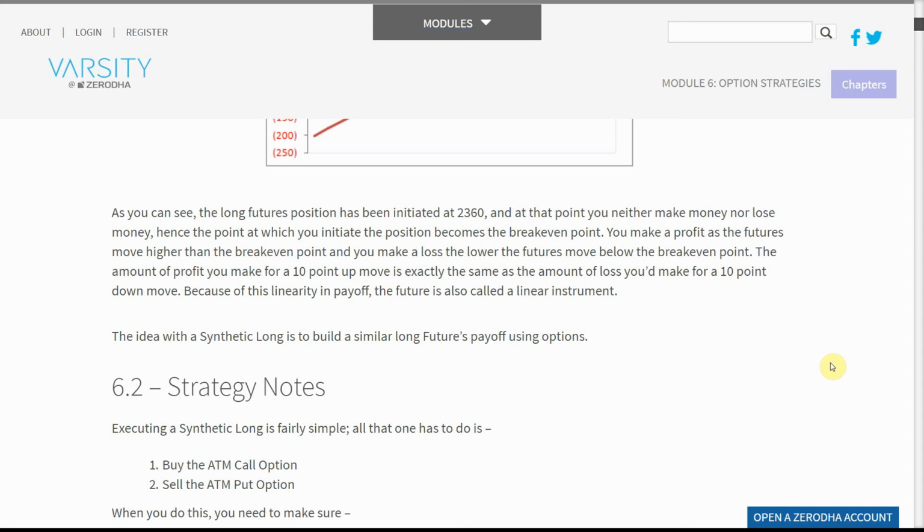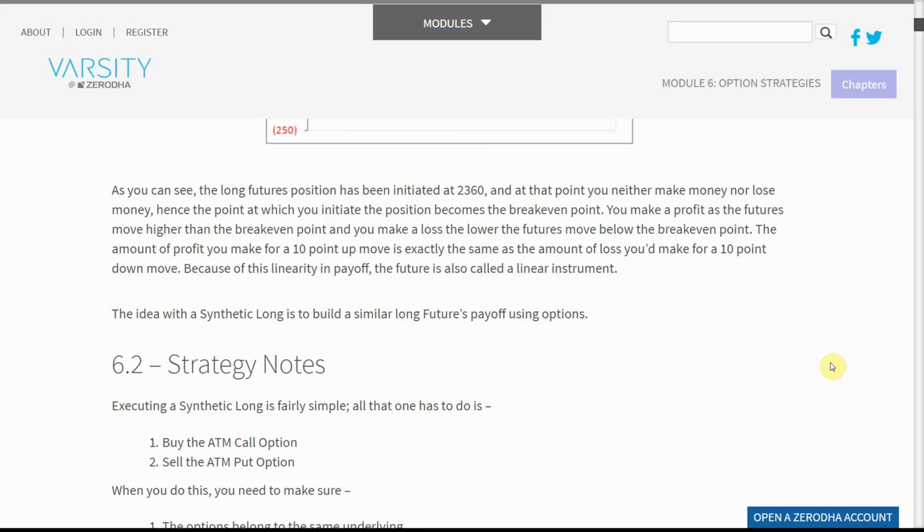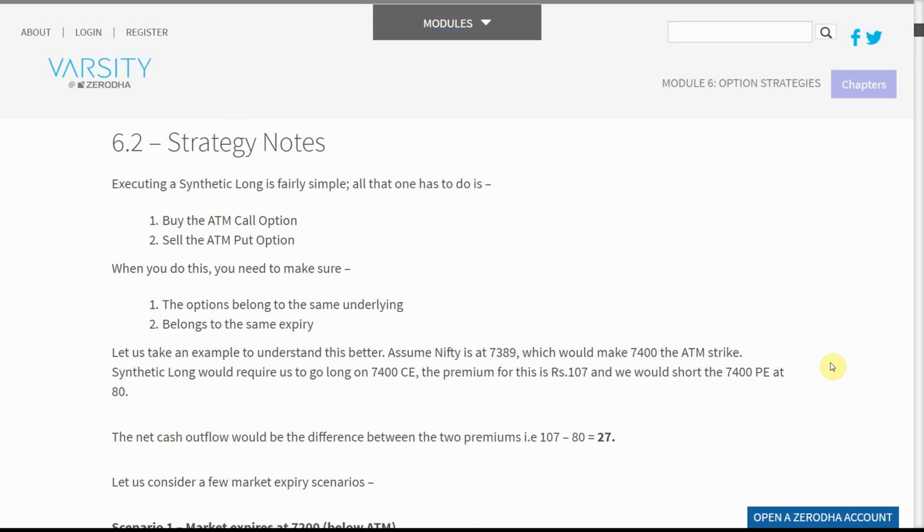6.2 Strategy Notes. Executing a synthetic long is fairly simple. All that one has to do is buy the ATM call option and sell the ATM put option. When you do this, you need to make sure the options belong to the same underlying and the same expiry. Let us take an example to understand this better.